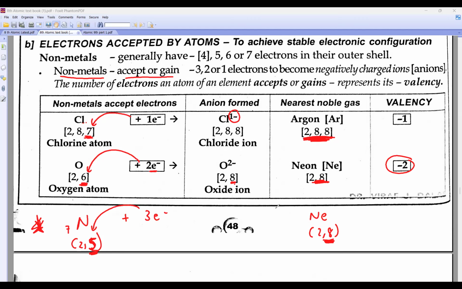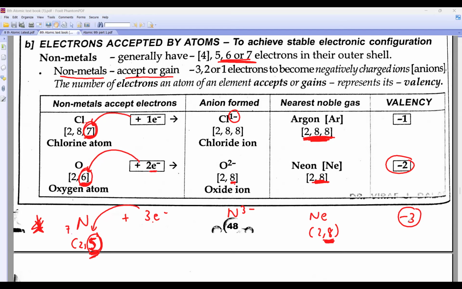Whenever it has to gain electrons, it will always be minus. How many electrons did it gain? 3. So it will be 3 minus. So what is the valency? Look, the logic is: if the outermost shell has 5 or more, generally 5, 6, or 7, they will always gain electrons to become 8. For this, to become 8, how many electrons? 1. For this, 2. For this, 3. Understood?